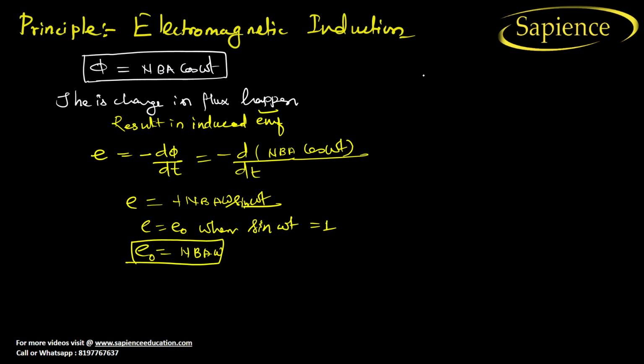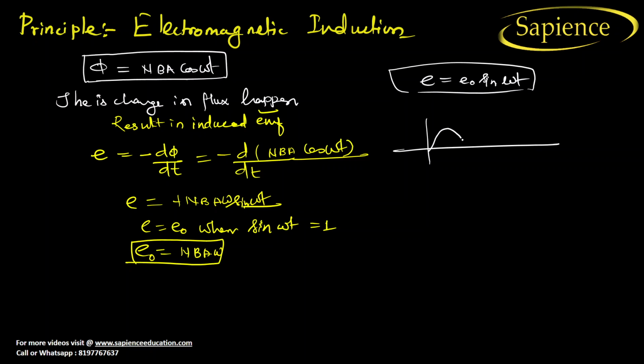So finally we have got the EMF equation as E is equal to E naught sine omega t. It means that whatever EMF we are getting is in sinusoidal form. This is a sinusoidal form, right? Got it? I hope you have understood this.